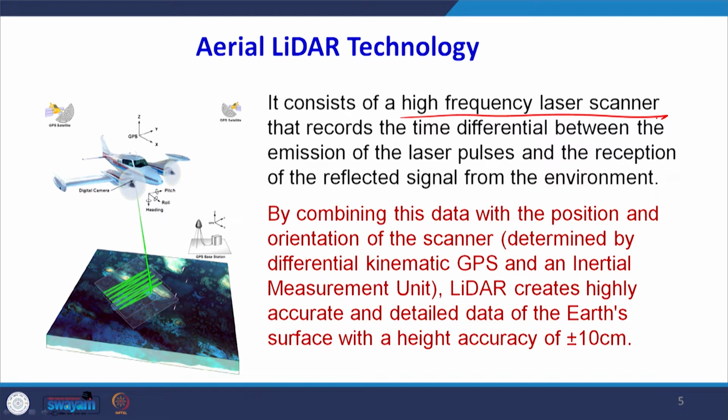Very high frequency scanner, pulse of beams will be sent, and the GPS will be the differential kinematic GPS, because we'll get very high accurate coordinate systems, and there will be an IMU which will control actually the movement of the platform, moving platform, and we can get the data. Height accuracy will be plus minus 10 centimeter.